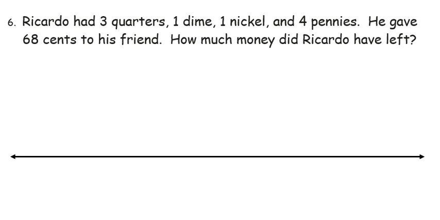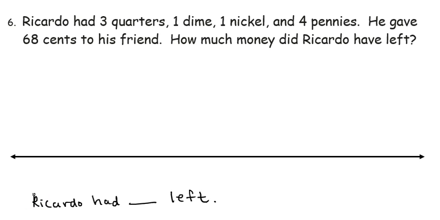Let's look at one more question. This one says Ricardo had 3 quarters, 1 dime, 1 nickel, and 4 pennies. He gave 68 cents to his friend. How much money did Ricardo have left? I'll write my answer statement at the bottom. I'll say Ricardo had blank left.